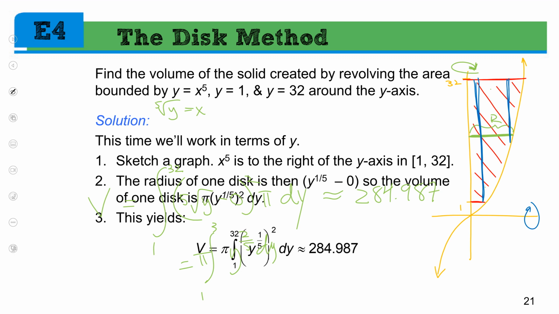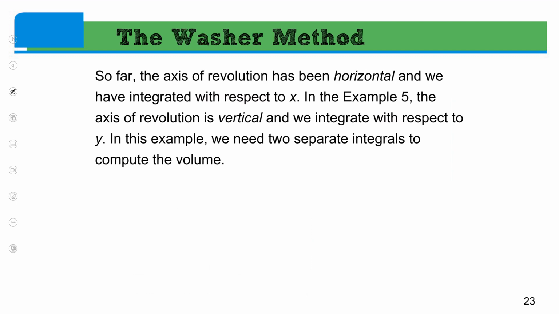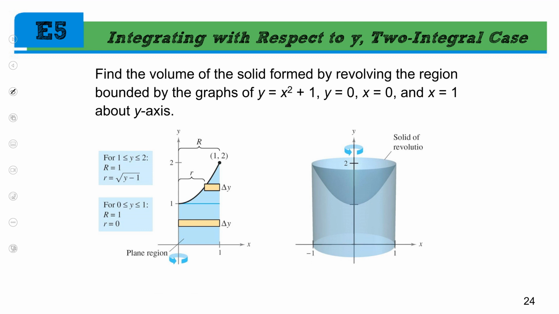Did that? Yep. Oh, 284 point. I got the same thing. Beautiful. Okay, that's just a summary of what we've done in calculus speak. So we're good to go. That's the disk method. Washer method we talked about.